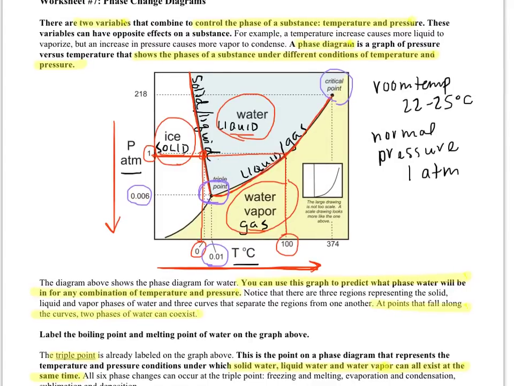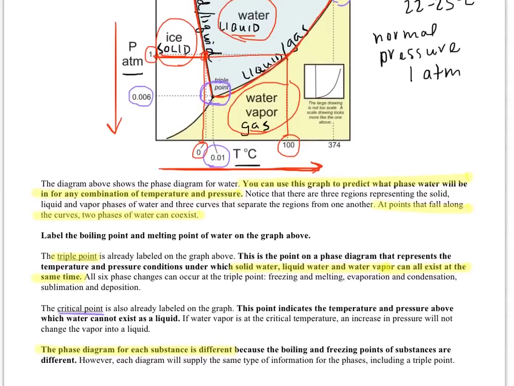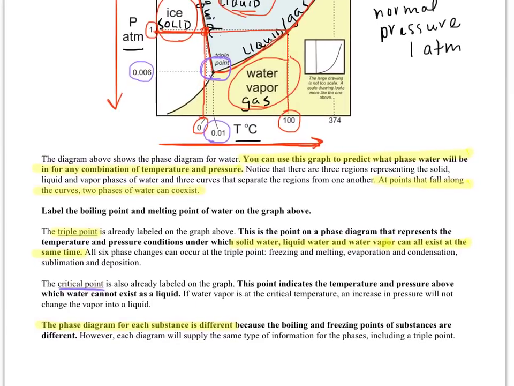So those are the main points on the graph, and the idea that we want you to work towards is if we were to give you the phase diagram of a different substance, you could still find these various points on the graph and sort of compare and contrast the two graphs, which is what you will do the next time you come to class.